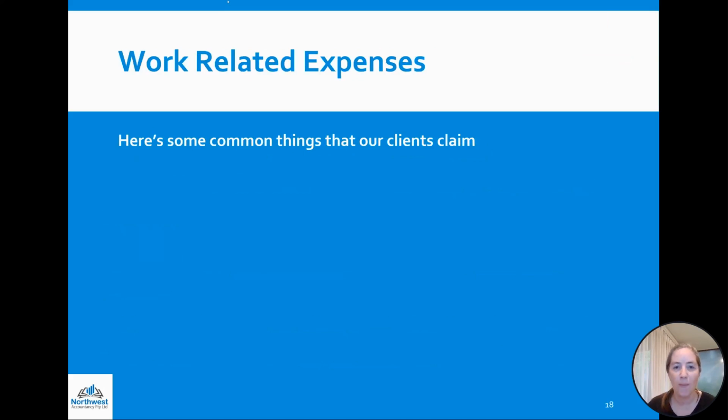Okay, here's some of the common things that our clients claim. Vehicle costs. Now, there's lots of rules around vehicle costs. So my best tip here is keep a logbook, keep a record of all of your expenses, and your logbook only needs to be for 12 weeks of the year. So for 3 months, which is 12 weeks, you can keep a little log, and it does not have to be handwritten. It can be on an app. The tax office has an app that you can use as a logbook as well.